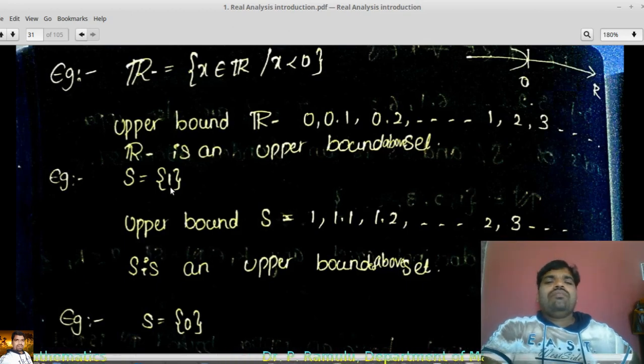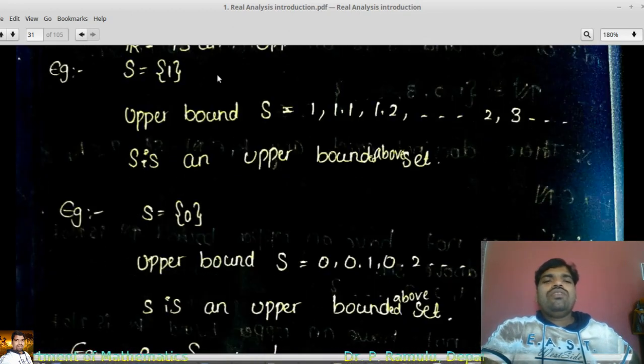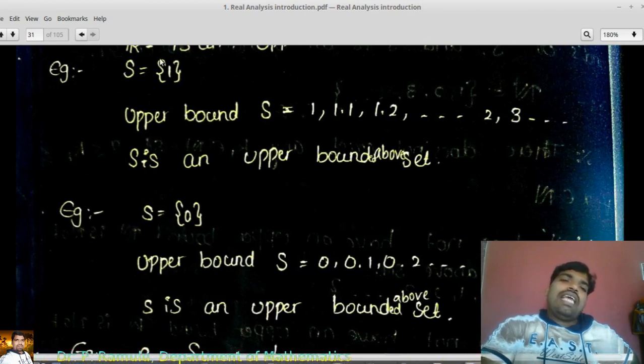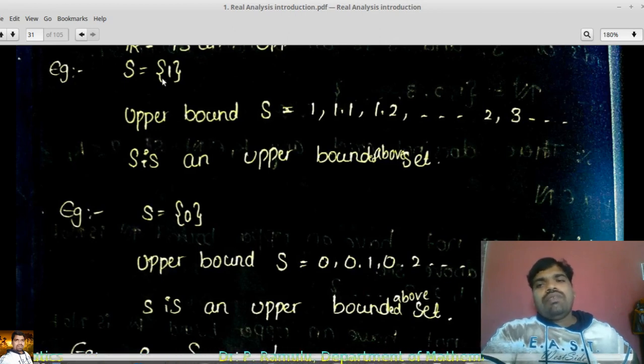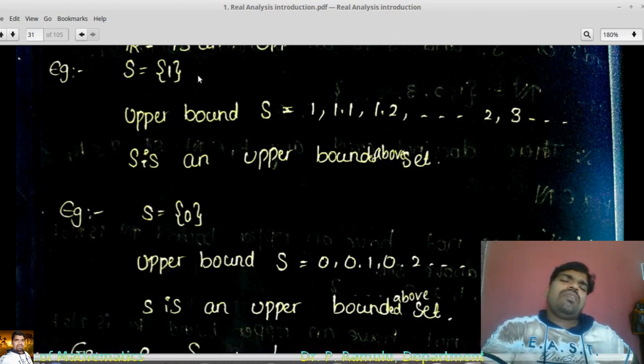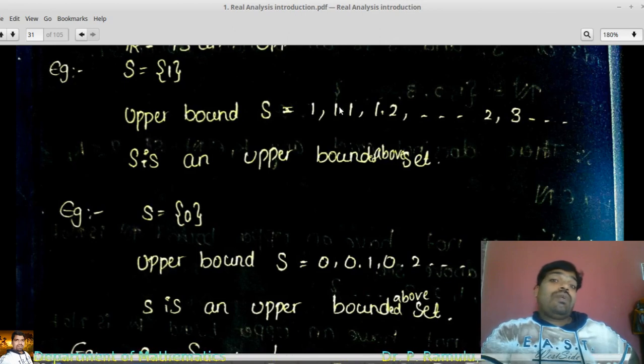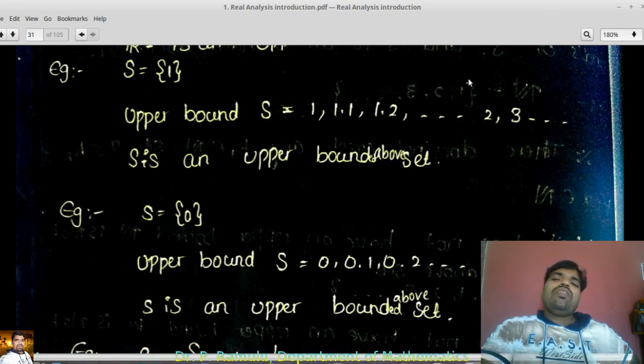Example. Another example: I am taking S equal to the singleton {1}. What are the upper bounds of this set? 1 is an upper bound for this set. Not only 1, you can take 1.1, 1.2, 1.3, any number after 1, like 1.001, 1.002, 1.003. These are all upper bounds of S. Therefore, S is a bounded above set.